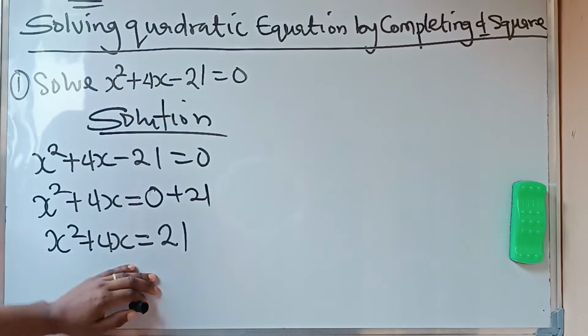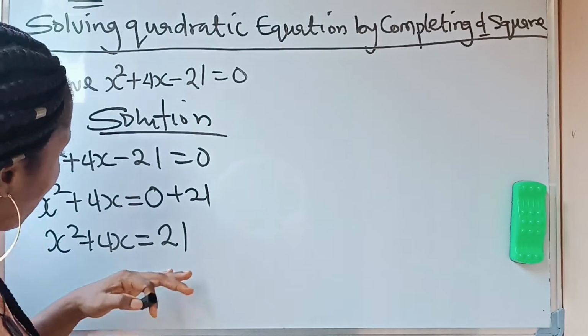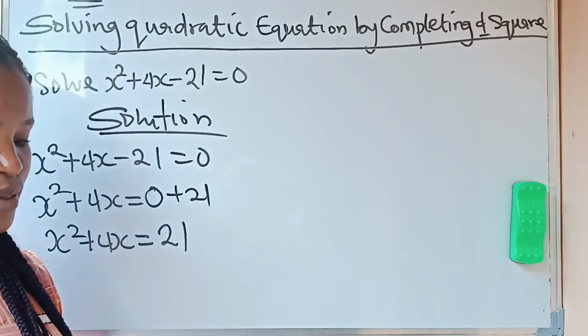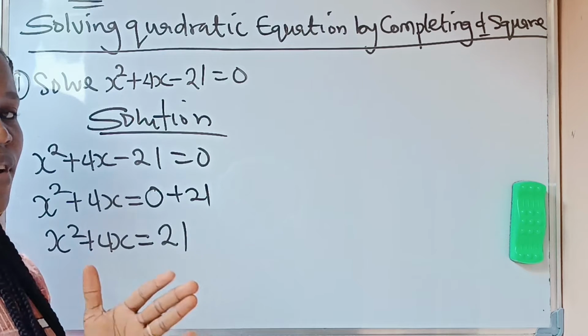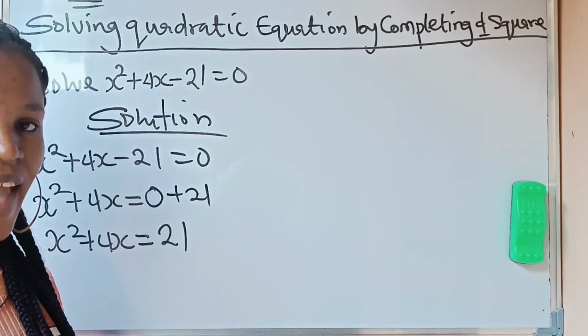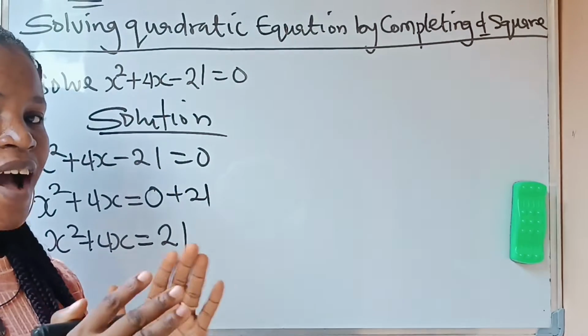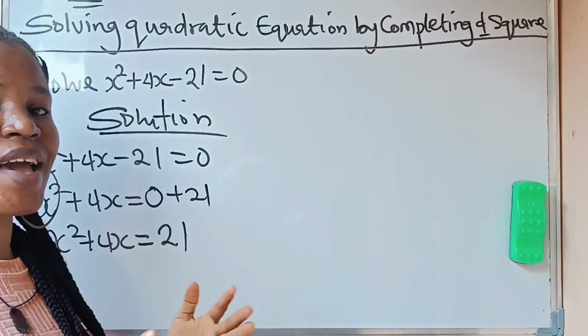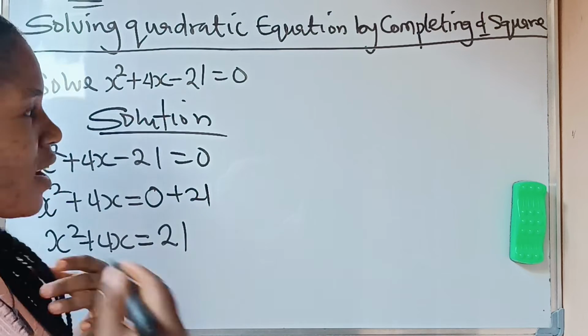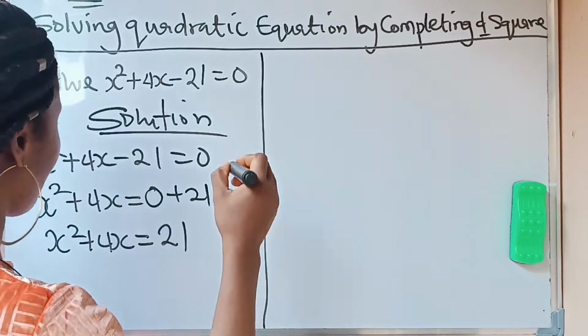This becomes your new equation. Now, having gotten this, the next thing to do is to get half the coefficient of your x, square it and add it to both sides. I know some of you will be like, what is she saying? See what I'm going to do now.